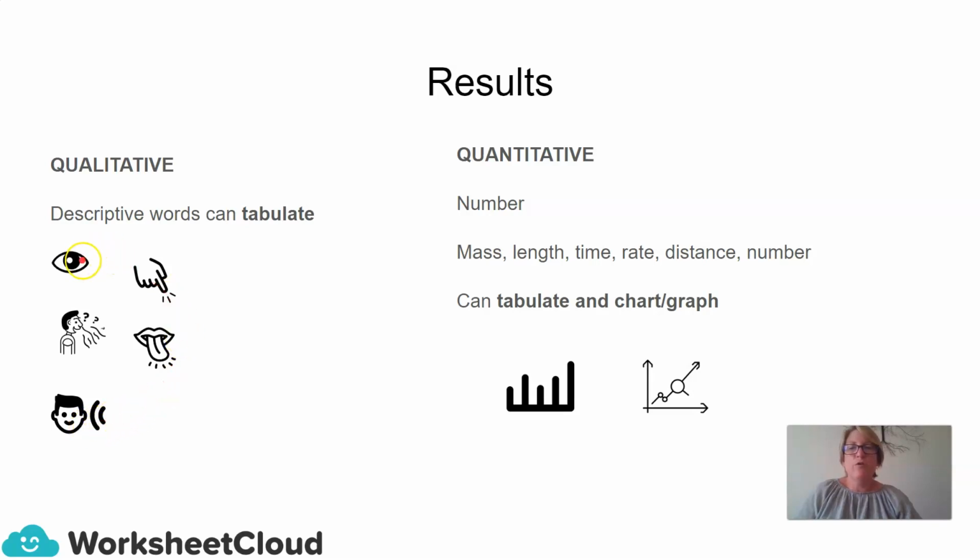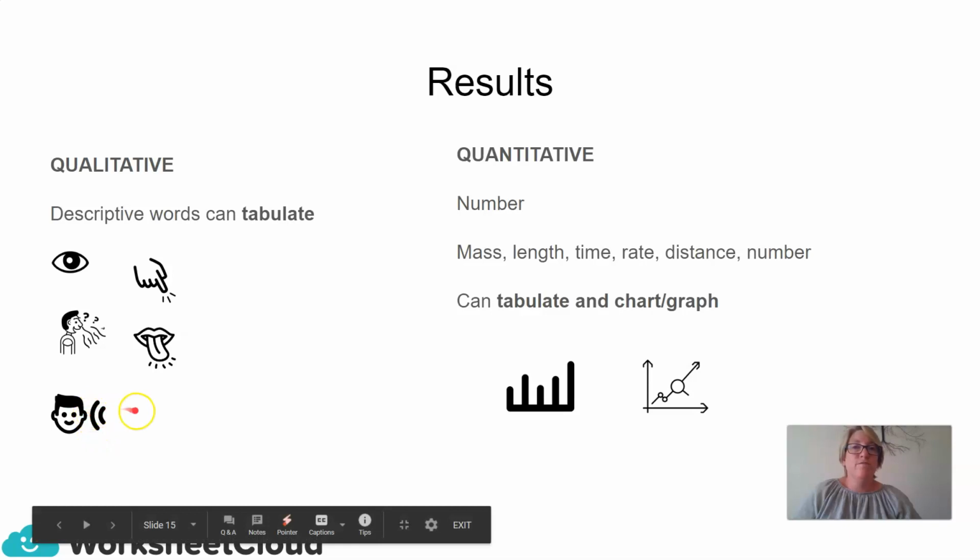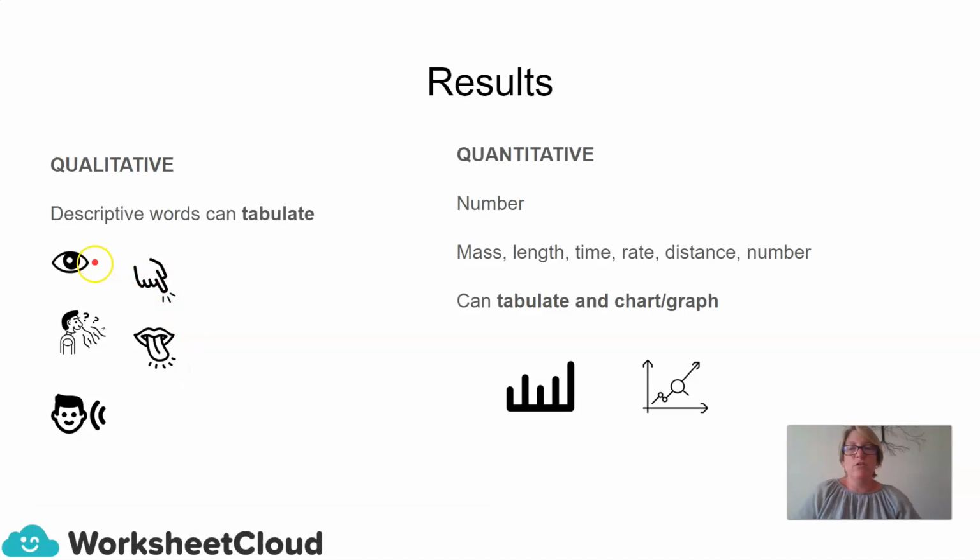So that's when, for example, you're trying to see a color change, or you're touching something to feel whether it's hot or cold, or whether you can smell a smell or not, or could you taste whether something was sour or sweet or bitter, or what you heard, is it fizzing? Is it a loud sound? Is it a soft sound? So generally you're going to use descriptive words here, and often with qualitative results we use our senses. So yes, you can tabulate these.